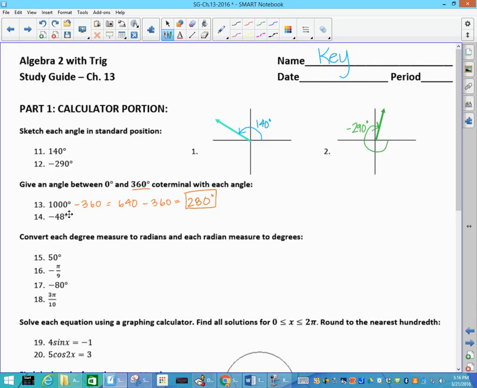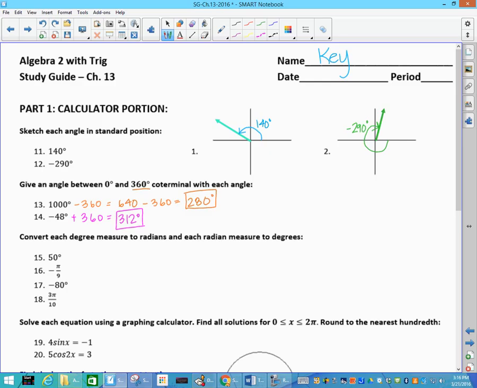Okay, if that angle is negative, then to get between 0 and 360, I'm going to add 360 to it. And so negative 48 plus 360 is going to give me an angle that is 312 degrees.